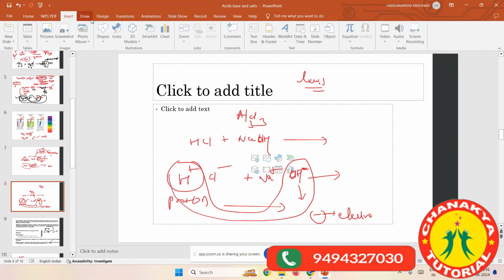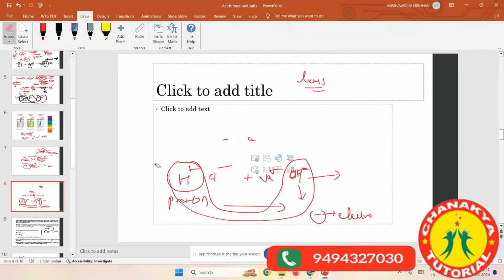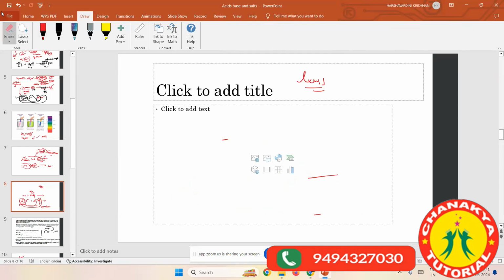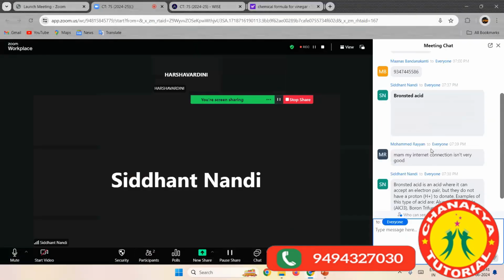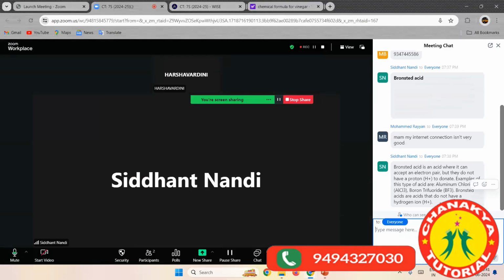AlCl3, correct. So, AlCl3 reacts with? I sent something in the chat. You can see it's written like this: a Lewis acid is an acid that can accept an electron pair, but they do not have a proton H plus to donate. Examples of this acid are aluminum chloride, AlCl3, and boron trifluoride, acids that do not have hydrogen ion. They do not have a proton, but they accept the electron, right?